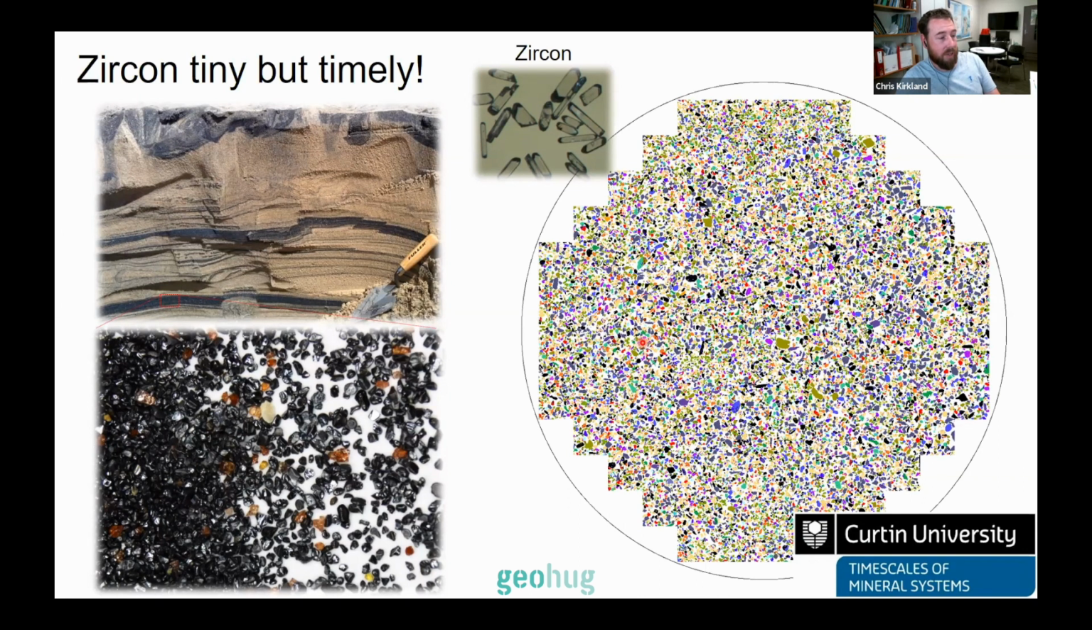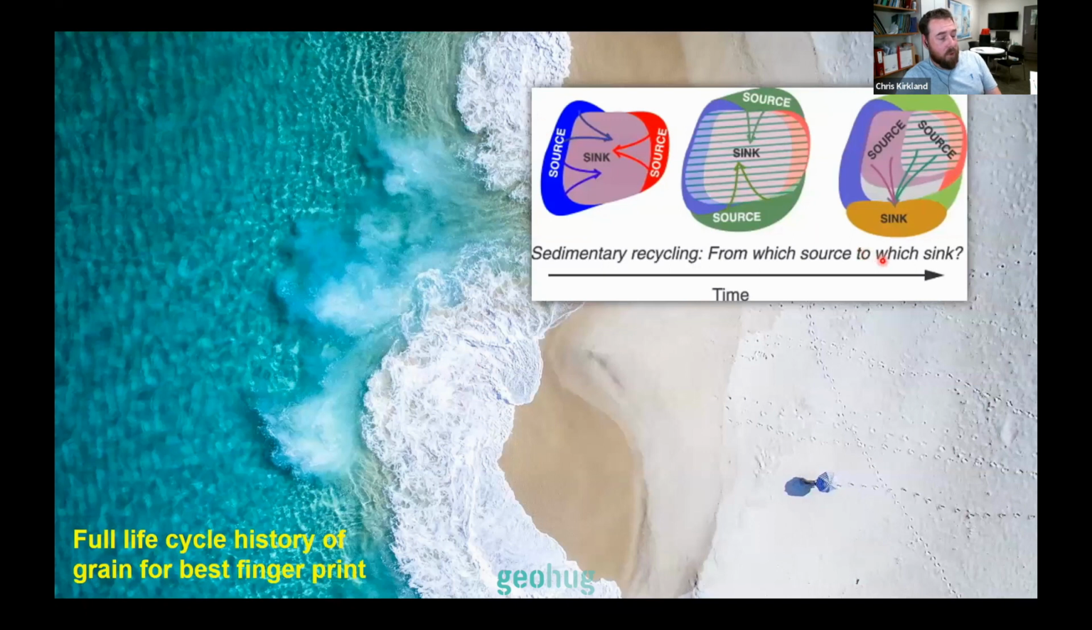We could look at apatite or titanite then. But zircon is very robust and it survives multiple cycles of erosion and reworking. So we're going to look at that. So part of the complexity is our sand on our beach, if you like.